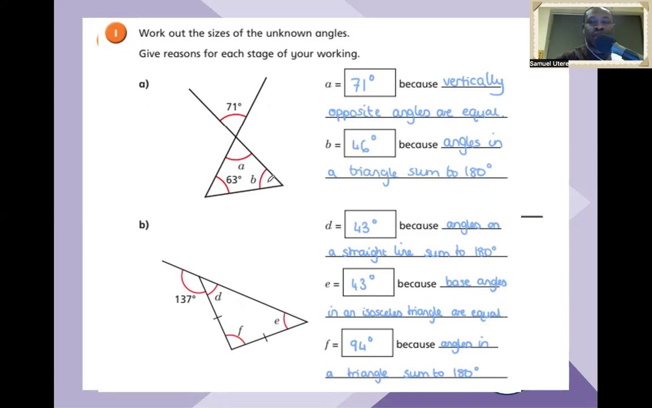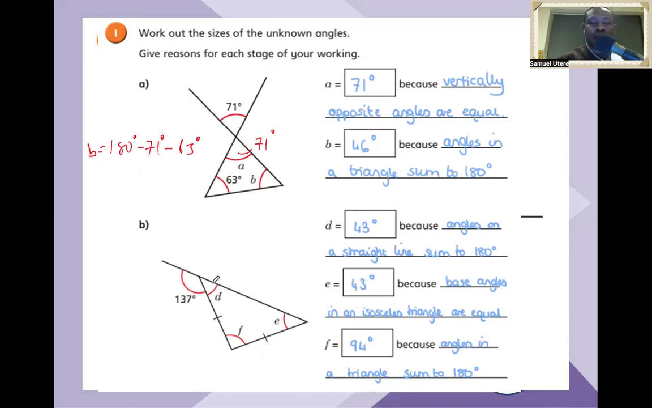B is 46 degrees because angles in a triangle sum to 180 degrees. So to get B, because this is already known as 71 degrees, we can do 180 degrees minus 71 degrees minus 63 degrees. That gives us B. Next, D is 43 degrees. Why? Because angles on a straight line sum to 180 degrees.